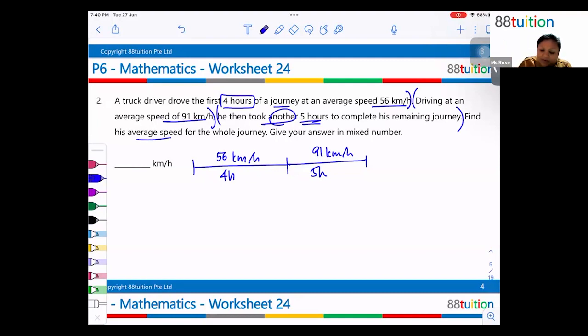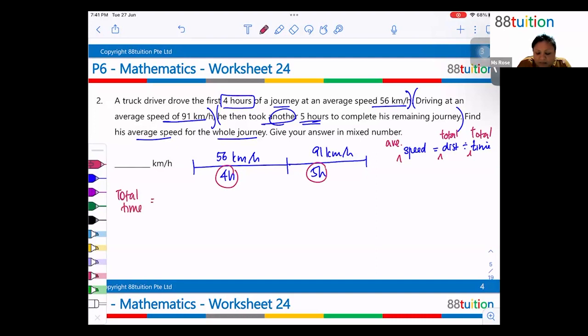You want to find the average speed for the whole journey. Now, to find speed, what do I have? Speed is equal to distance divided by time. So to find average speed, you take the total distance divided by the total time taken. Now, I have the total time.